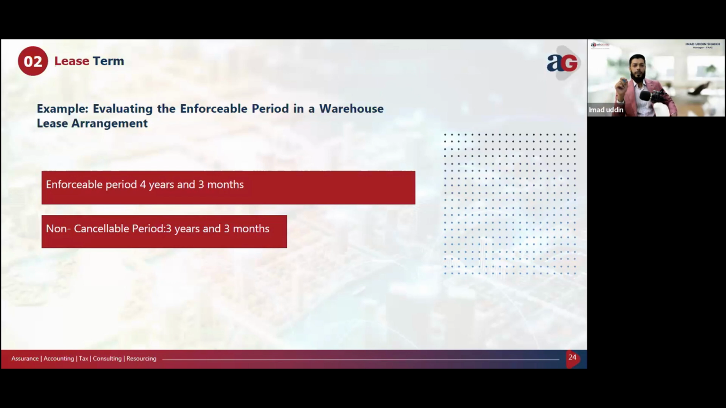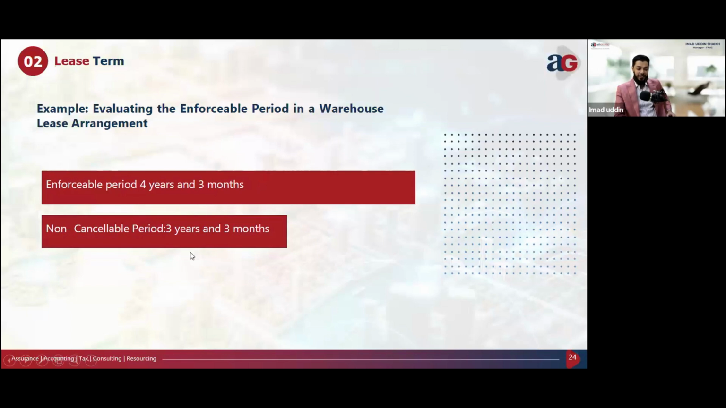Now, if, for example, the lessee was not expected or not reasonably certain to cancel the lease after the end of 3 years and 3 months, the lease term would have been longer, right? But the lease term can never be longer than the enforceable period. Now we're going somewhere. Make sense?